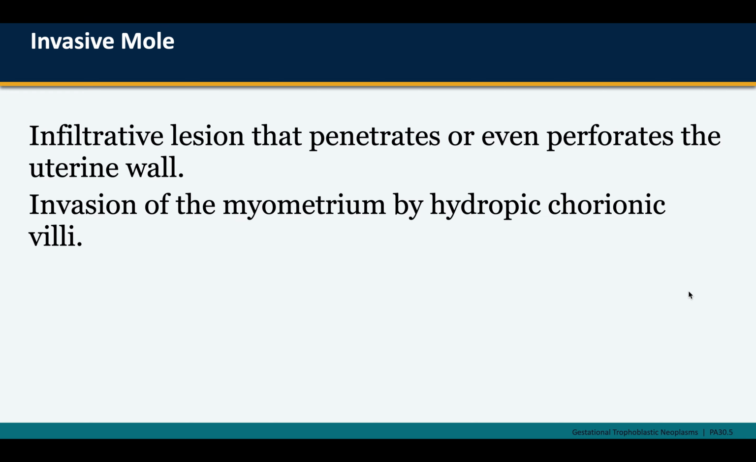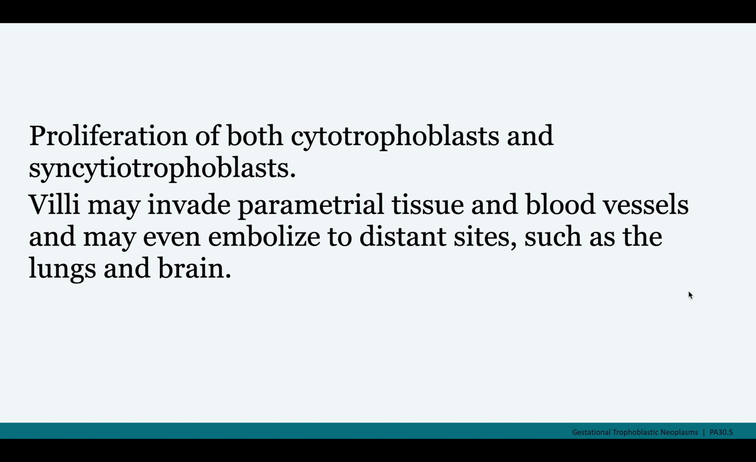So what is an invasive mole? Invasive mole is the H mole only, which has perforated into the uterine wall. Now these hydropic villi can also invade the myometrium. However, in this case, the villi will be present and they will be entering into the myometrium. Here you will see proliferation of both cytotrophoblast and syncytiotrophoblasts, but they will enter into the parametrial tissue, and they can also embolize to distant sites.